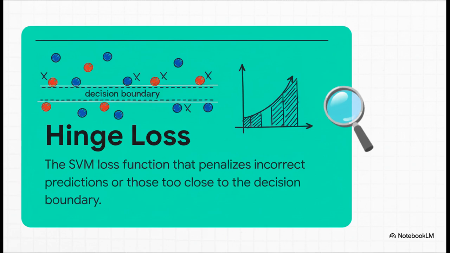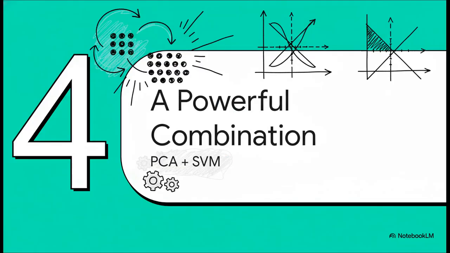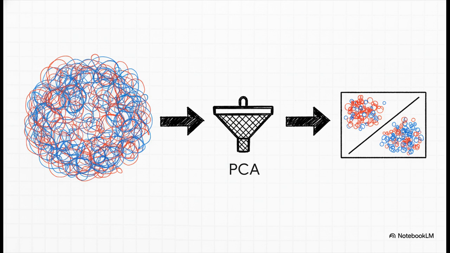It's a really smart way to enforce that wide separation. Okay, so we've got PCA, our data simplifier, and we've got SVM, our expert classifier. I think you can probably see where this is going. When you put these two together, something really special happens. The synergy here is just brilliant.